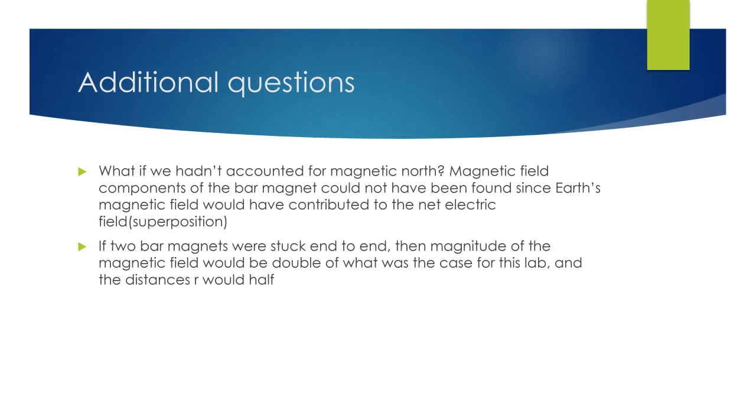So some additional questions to think about are, what if we hadn't accounted for a magnetic north? In this case, the magnetic field components of the bar magnet probably couldn't have been found, since Earth's magnetic field would also have contributed to the net magnetic field, and this is because of the superposition principle. And if 2 bar magnets were stuck end to end, then the magnitude of the magnetic field would be double of what was the case for this lab, and I would expect the distances R to be half.